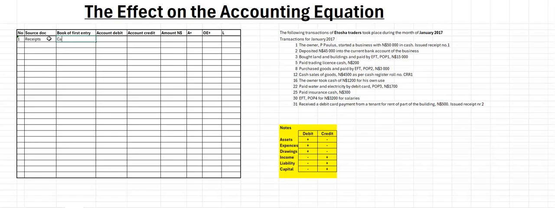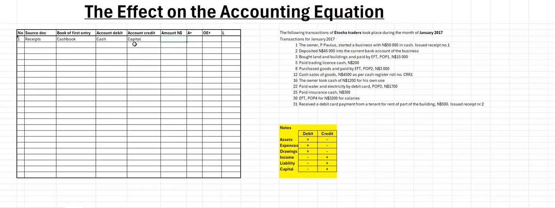Book of first entry would be cash book. Okay, and now we need to find out which account do we debit and which account do we credit. So we are receiving cash. So cash is increasing and cash is a debit. Cash is an asset, so it increases on the debit side. And our capital is also increasing, and capital increases on the credit side, which means capital would be our credit account.